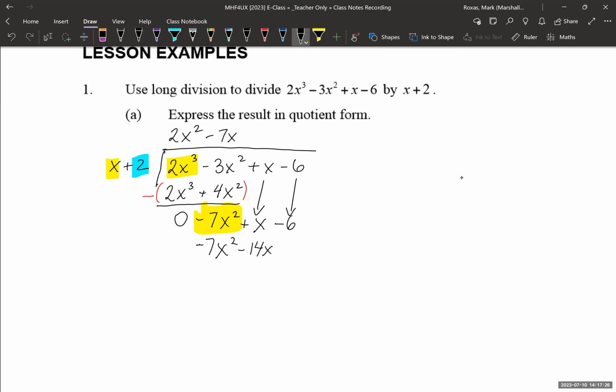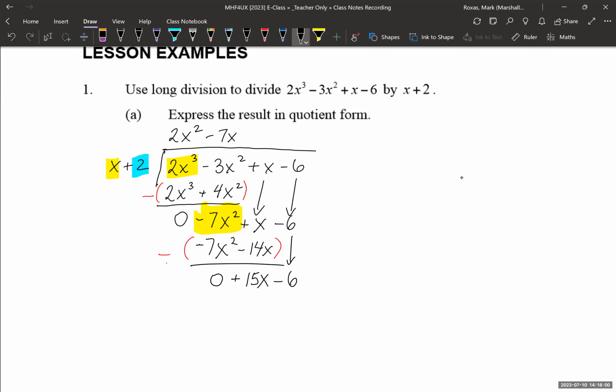Okay. And then I'm going to carry down the minus. Sorry, let's not carry down yet. Let's subtract these terms here. So again, I'm going to subtract that. So negative 7x squared, take away negative 7x squared, cancels out. That gives me 0. Then x take away minus 14x is going to become 15x. And I carry down the 6 once more, so that becomes minus 6 here.